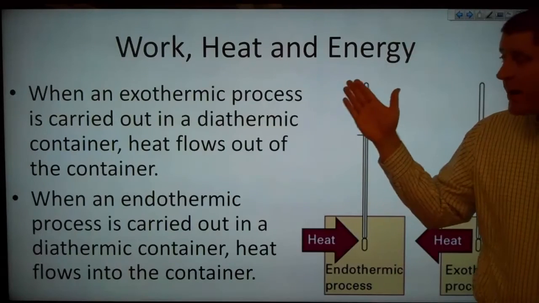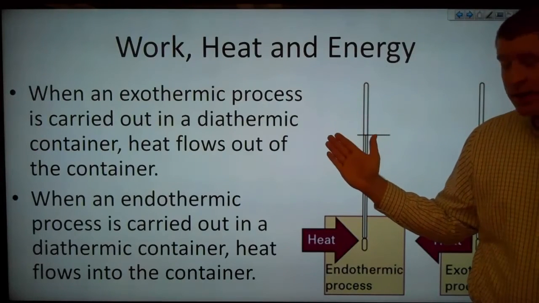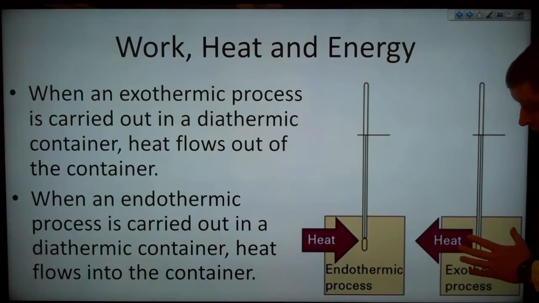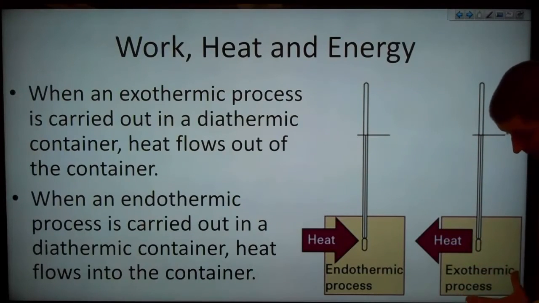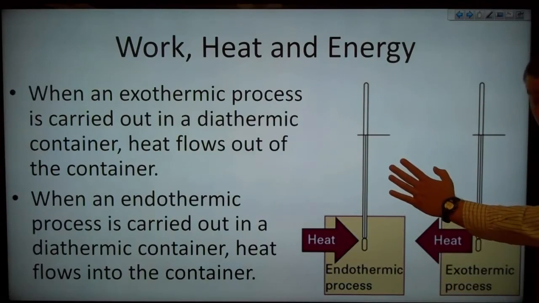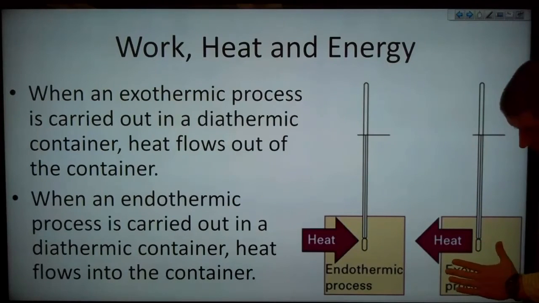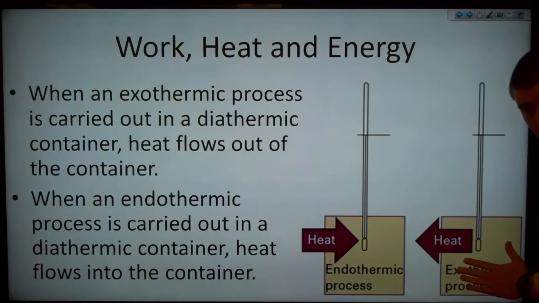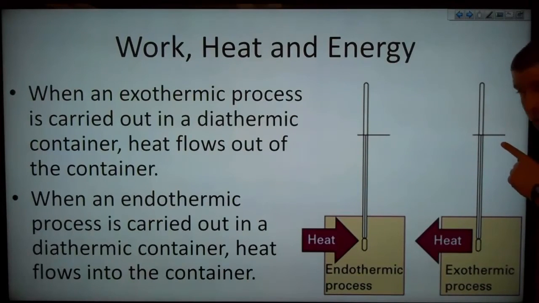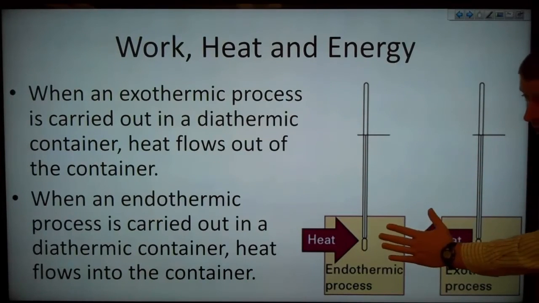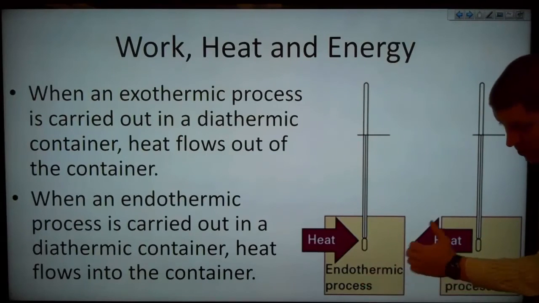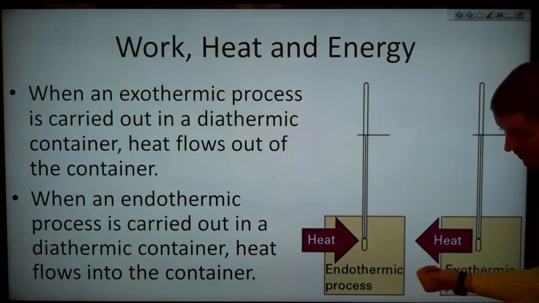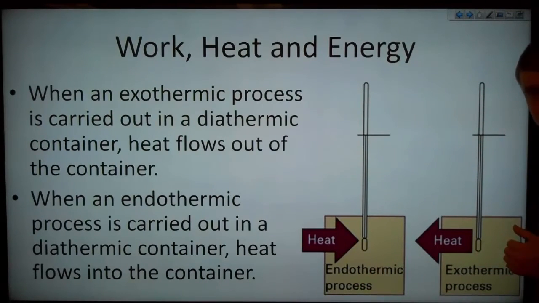Now, when an exothermic process is carried out in a diathermic container, then heat flows out of the container. So that's the container we have on the right here. We've got some exothermic process. If we allow heat to flow, so we've got a diathermic barrier there, then with that exothermic process, the heat flows out of the container and the temperature remains constant. On the other hand, if we have an endothermic process like the one shown over here, then heat flows into the container to keep the temperature constant.